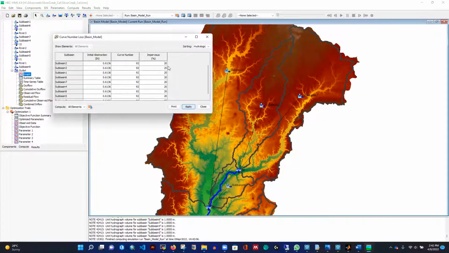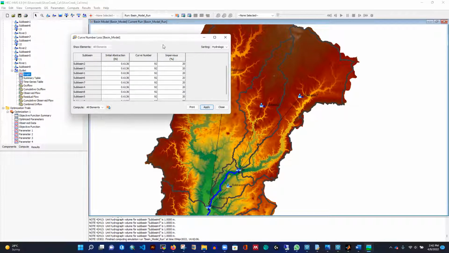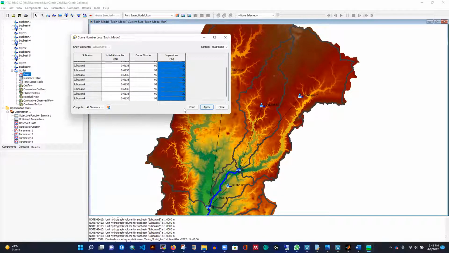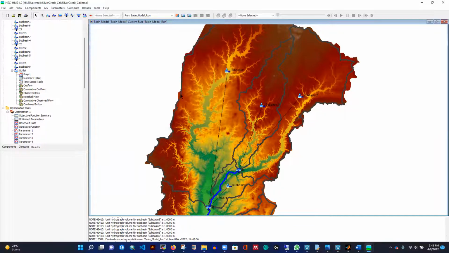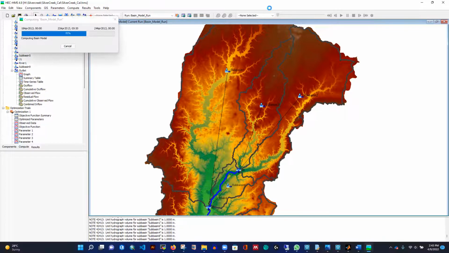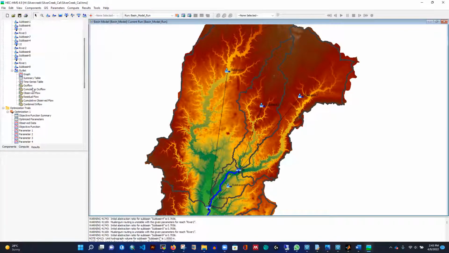We're going to reduce the losses, and what we can do, instead of using 20, we can use 30. You can select, right click, fill, add constant. So we are going to add 10% to all and apply and see, because we're increasing the percentage imperviousness so that there will be less loss, right? So it will increase the flow, and we can run it. Save the model and run it. Okay, let's see if we get anything.